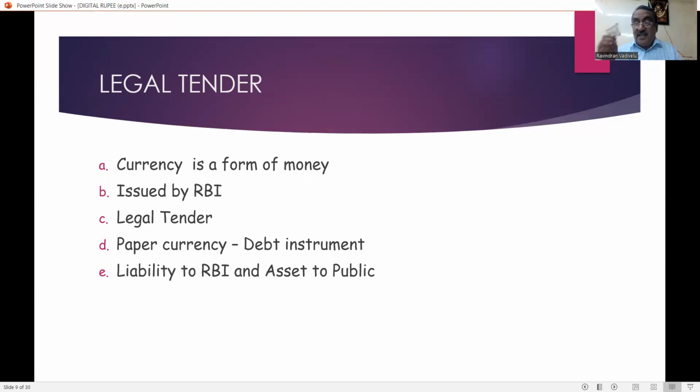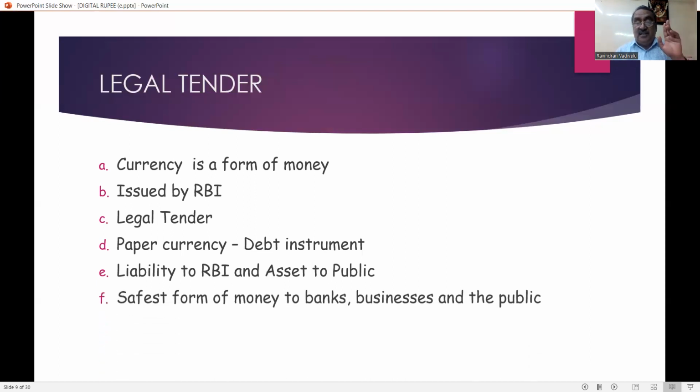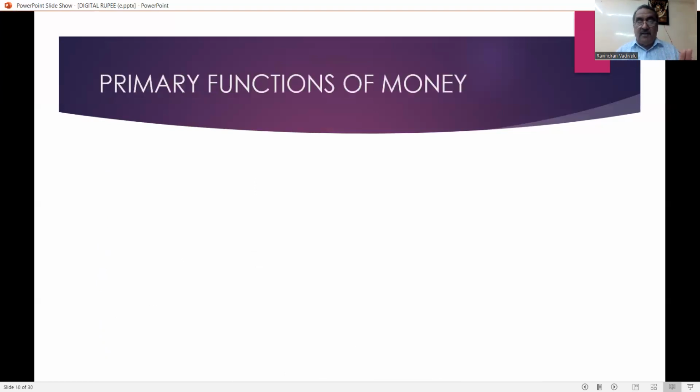But if you are holding this cash, it is your asset. But it's a liability because even in case there is any failure to accept this, then it's a liability of the Reserve Bank of India to make the payment to the person who is holding the cash. So you have to remember that whatever be the currency issued by Reserve Bank of India is a legal tender and it is the safest form of money to banks, business and public.